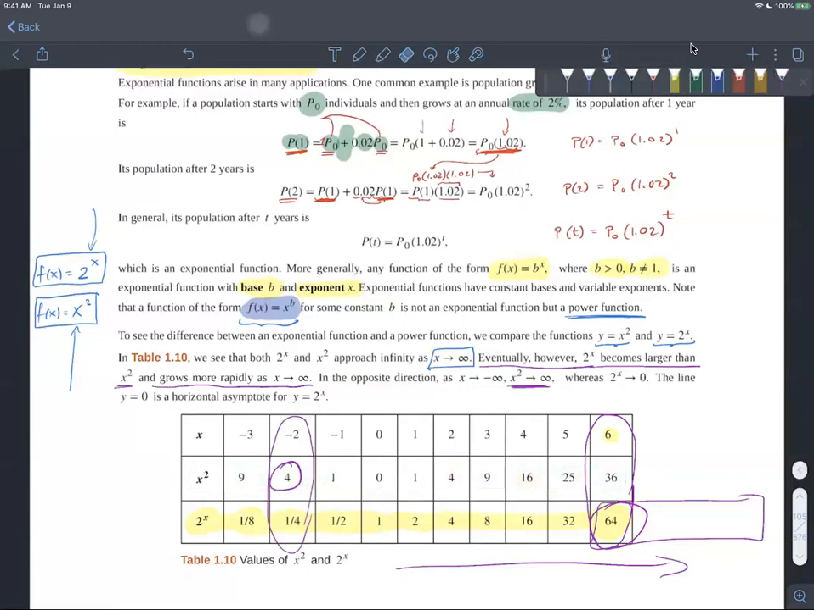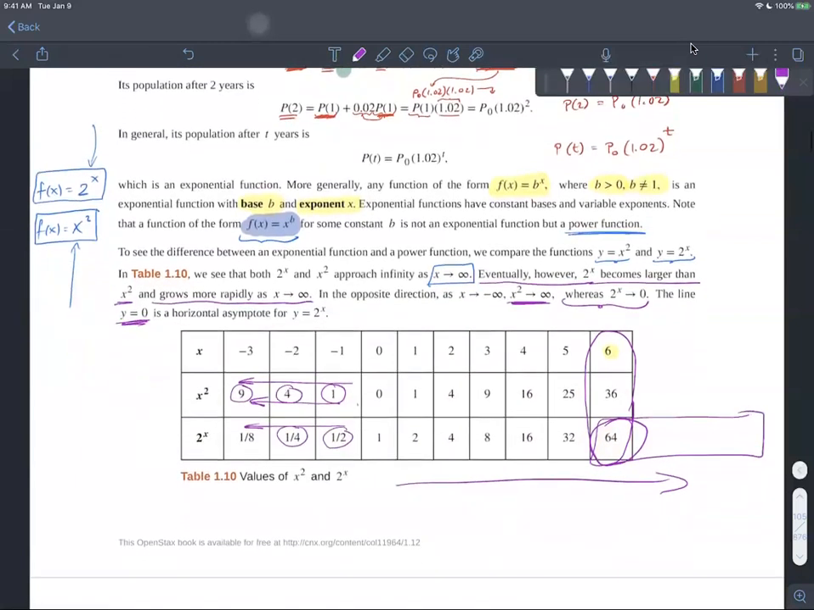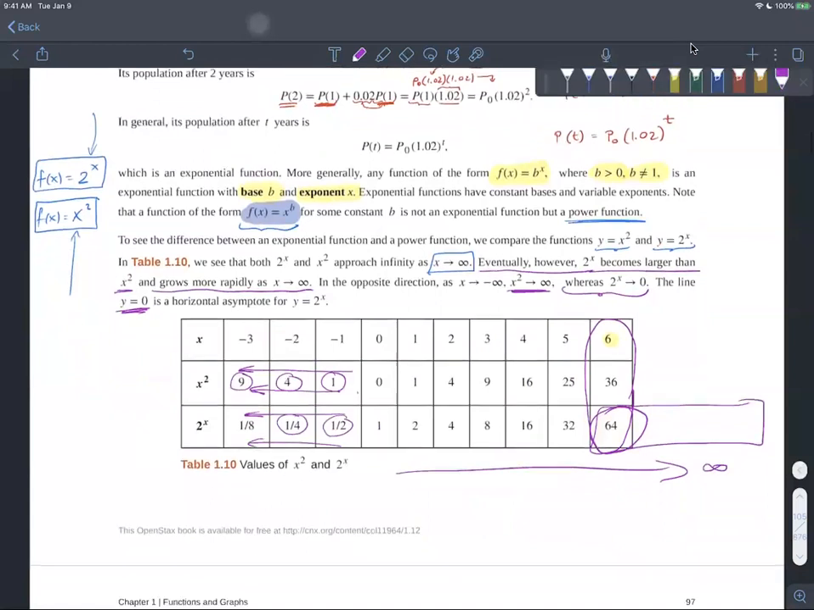Okay, as we can see, if you go in this direction for x squared, you see the x squared values. These are actually, from right to left, getting bigger in that direction. But if you look at the exponential, in this direction, they're actually getting smaller, right? So it says, whereas 2 to the x goes to 0, the line y equals 0 turns out to be a horizontal asymptote for y equals 2 to the x. Okay, so it approaches 0 to the left as a horizontal asymptote, and then it actually goes to infinity as x goes to positive infinity.